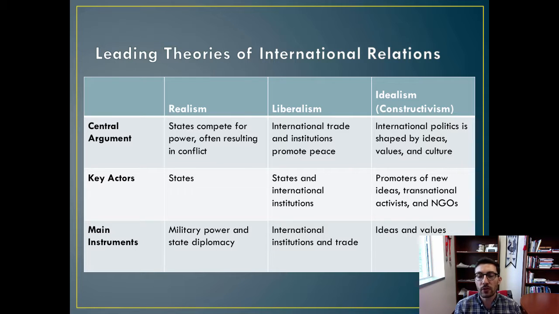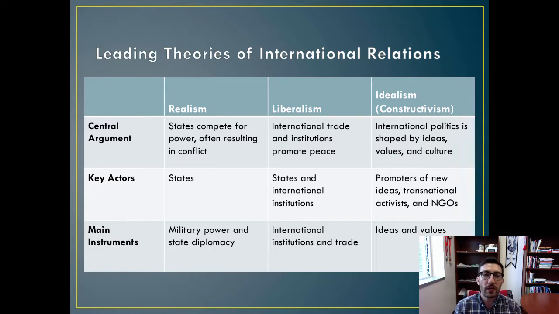But the way that the author talks about it in this particular article that we had to read for the module today, this actually aligns more with the school of thought known as constructivism, which we spend some time on again at a later date. So for idealists, international politics is shaped by ideas, values, and culture.